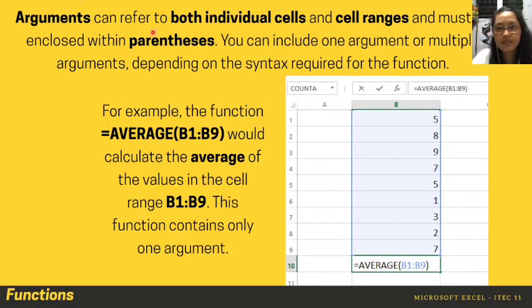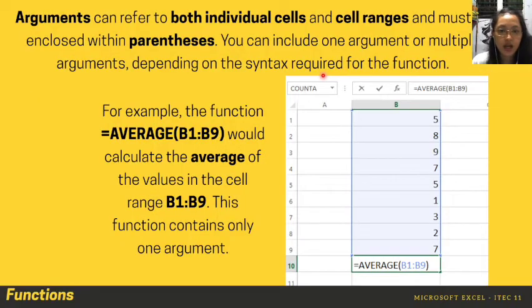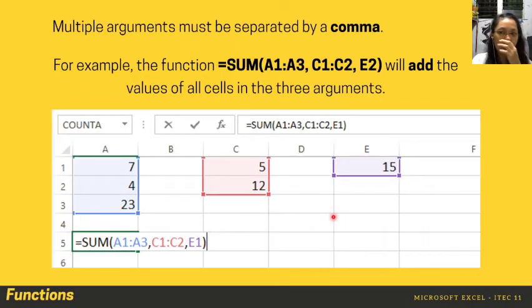Next, arguments can refer to both individual cells and cell ranges and must be enclosed in parentheses. So you can include one argument or multiple arguments depending on the syntax required for the function. Next, wait, I'm checking if I'm recording. Maybe it was not recorded. So for example, we have this function, average. So we are going to get the average of the range from B1 to B9. So this function contains only one argument, right? Only one argument. So for example, we have a lot of arguments.